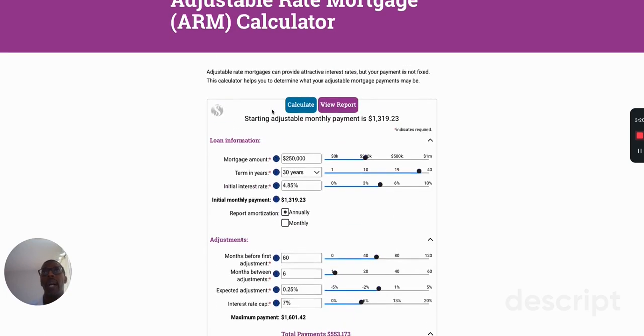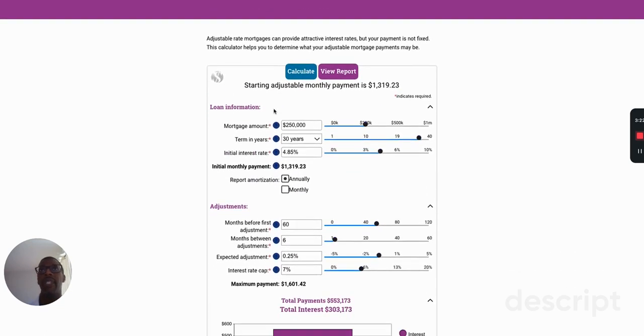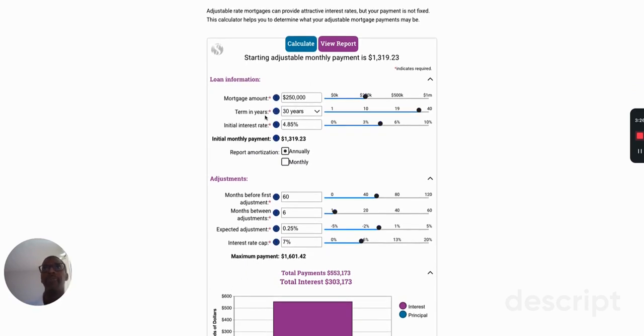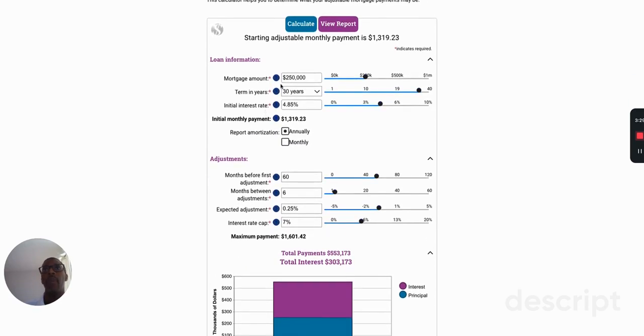All right, so I'm going to have a link to this calculator in the description so you guys can play around with it. But let's just say you have a mortgage of $250,000. The term is 30 years. Your initial interest rate is 4.85, and here is your monthly payment. Now, this is without taxes, insurance, HOA fees, or escrow. So this is just your bare monthly payment.